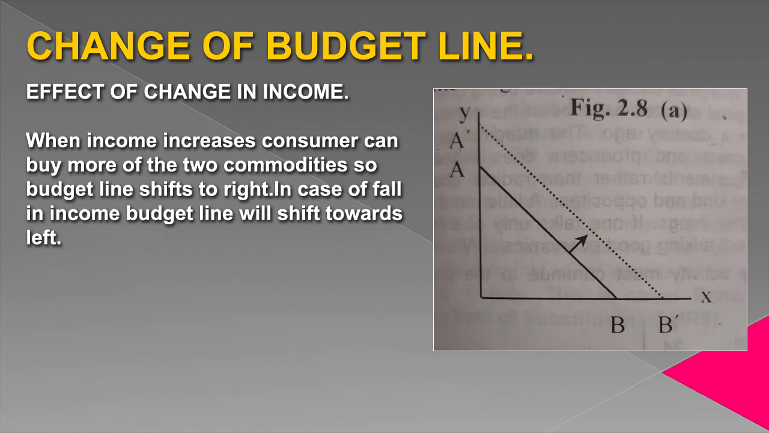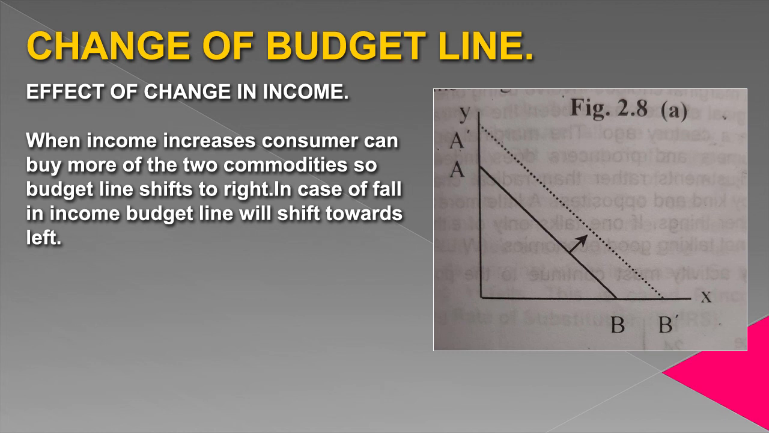Now, change of budget line. Budget line changes because of 2 factors. One of the factors is change in income. Effect of change in income. When the income of a person increases, the consumer can buy more of the 2 commodities. So the budget line will shift towards the right. And in case of a fall in income, the budget line will shift towards the left.